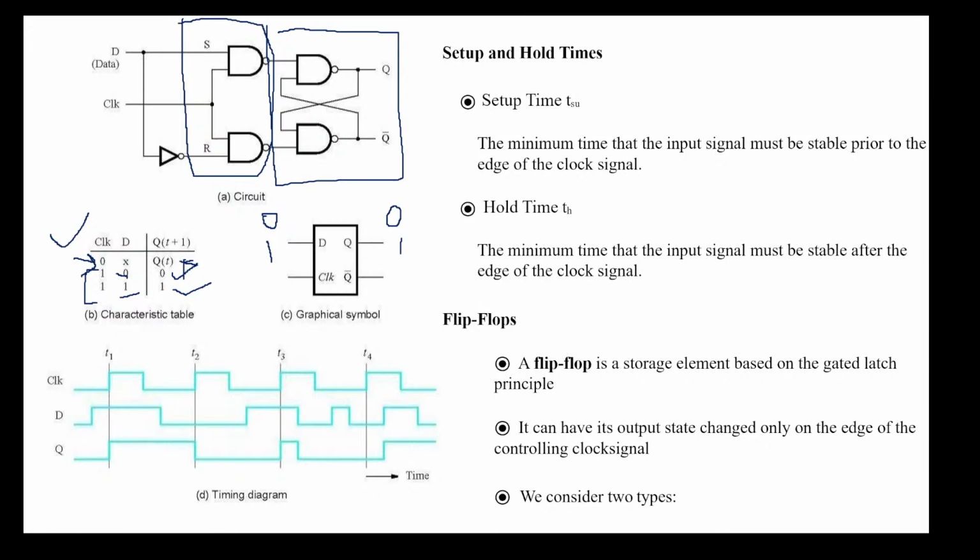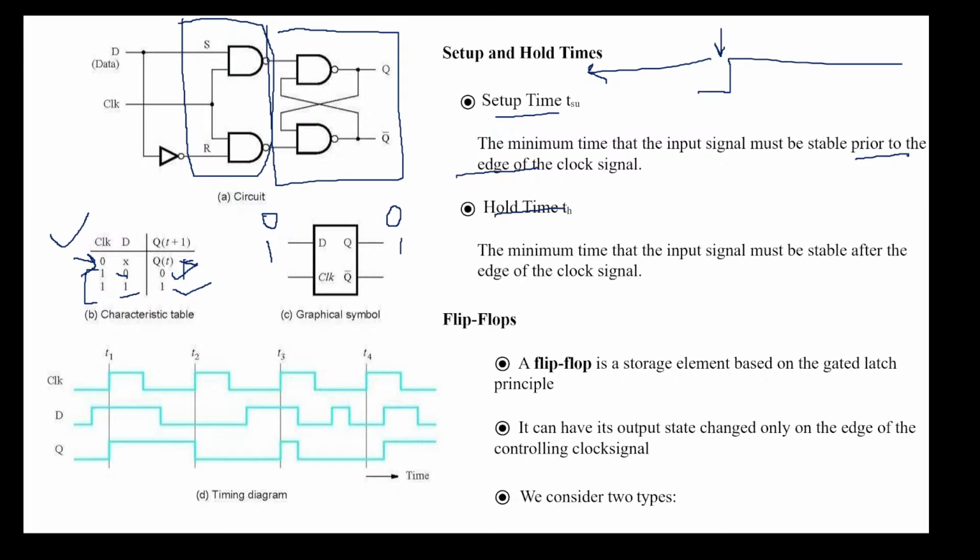Now in here we have two types of terms. One is the setup time and the other one is the hold time. Let's look at the definition. The minimum time that the input signal must be stable prior to the edge of the clock signal is called the setup time. Whenever the clock signal is applied, there is some change in the output, but before that there is no change. So the minimum time that the input must be stable prior to the edge of the clock signal, this is the edge of the clock signal, so time prior to this is called the setup time.